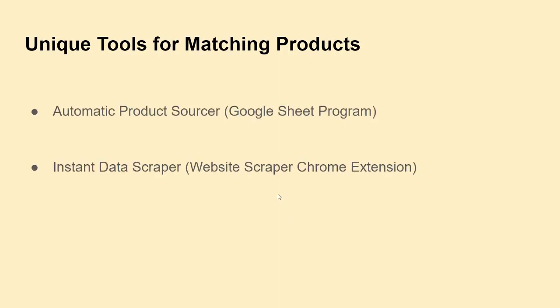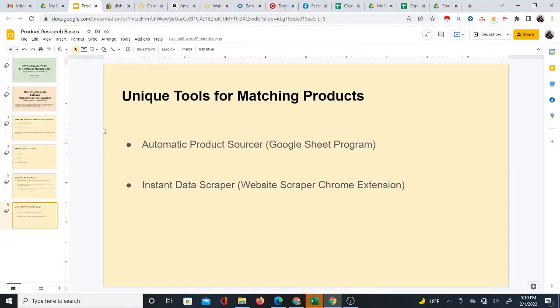One is a tool I created, a Google Sheet program. It's an automatic product sourcer by the title, meaning you put in the title of a product from Amazon or eBay or wherever, and it tries to find it at the supplier. Instant Data Scraper is a Chrome extension that I'm going to show you as well. It's a free Chrome extension that is going to pull all the product data off of those websites for you, so you can put it into the Google Sheet. That's something that I demonstrate so you can understand it a little better.